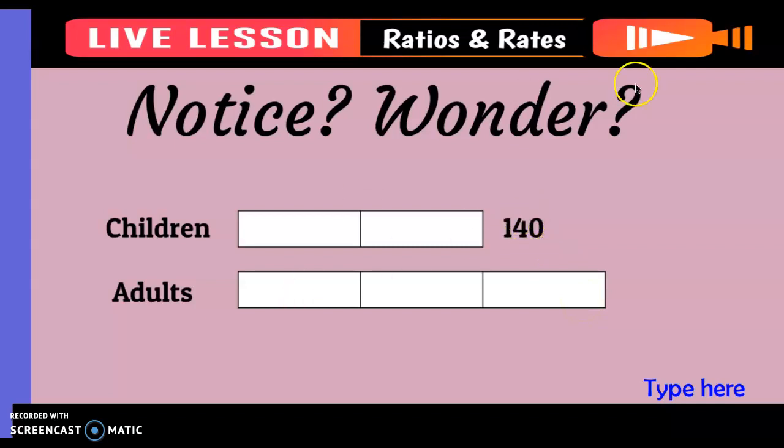Well, if I take 140 and break it into two sections, that means I will have 70 children in each section. So if the ratio is 2 to every 3 adults, that means I'm going to put 70 for this adult, 70 for this adult, and 70 for this adult. So that means if I have 140 children, I will have 210 adults.